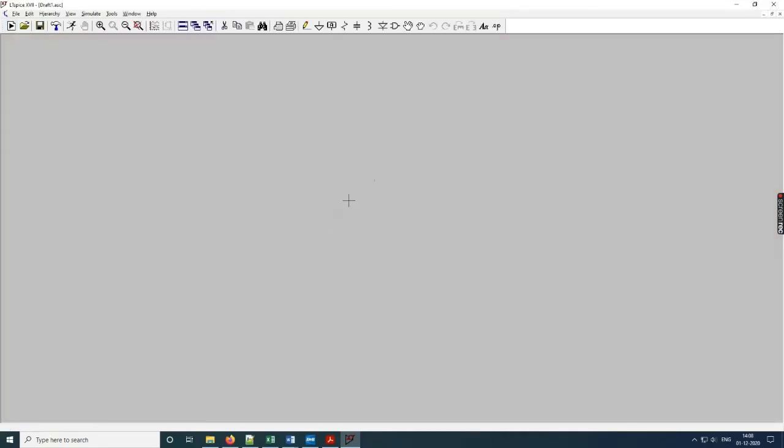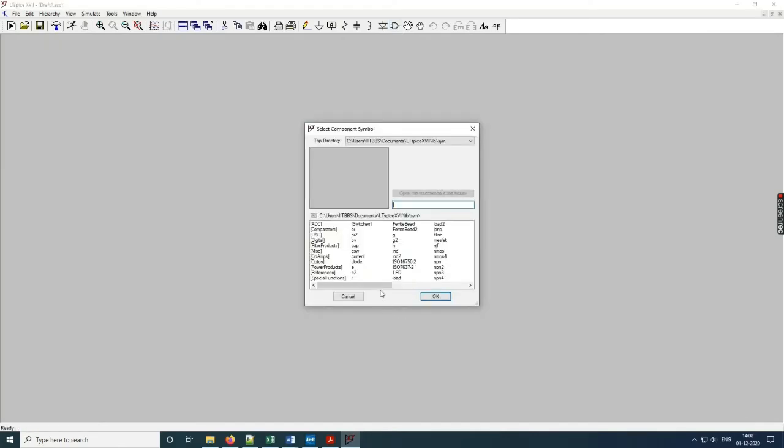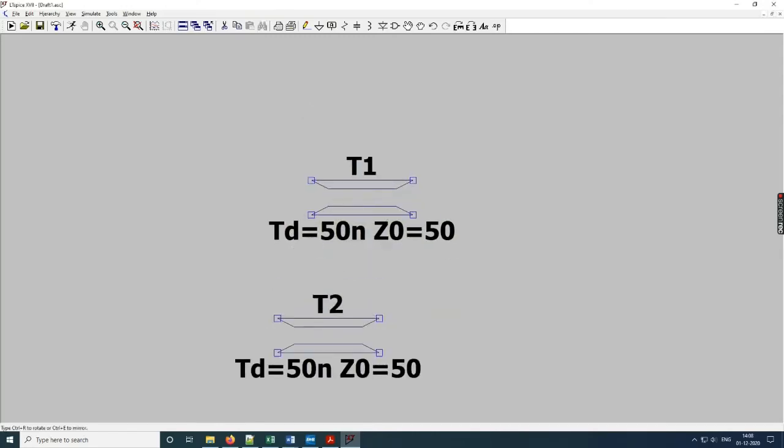Let's make a new schematic and add an element called T-line. Now this stands for transmission line. So this is what we get. Now what this means is Z0 is something that you know. That means the characteristic impedance of the line is 50 ohms. TD equal to 50N means the propagation time of the wave from one end to the other end. That means if an electromagnetic wave is traveling across the length of the transmission line, it will take roughly about 50 nanoseconds to cover this distance.